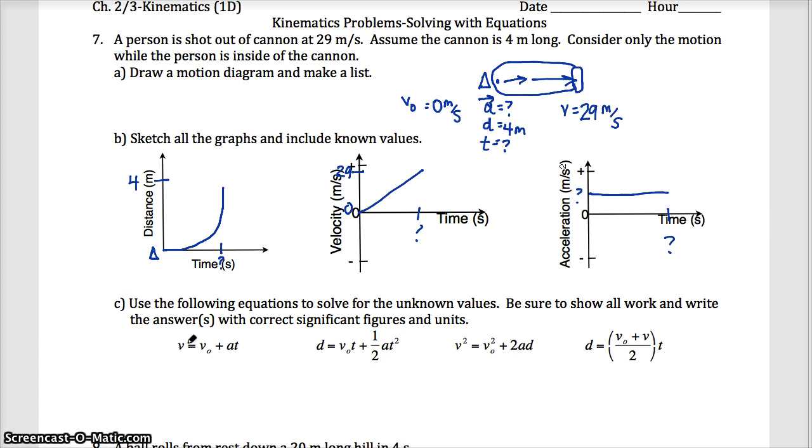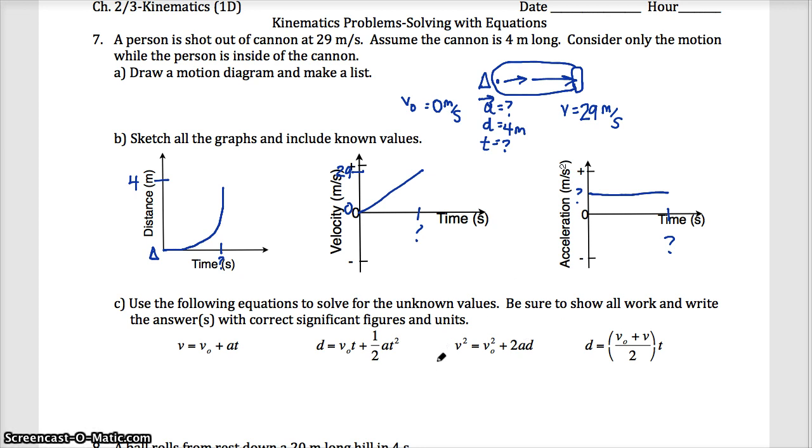If you look, these all have 2 things you don't know. You know the V, you know the V0, but the A you don't know and the T you don't know. So there are 2 things you don't know there. You can't use this one. Same thing here. There are 2 things you don't know. So we're going to use these 2 equations to solve for our unknowns. So let's go ahead and plug and chug.